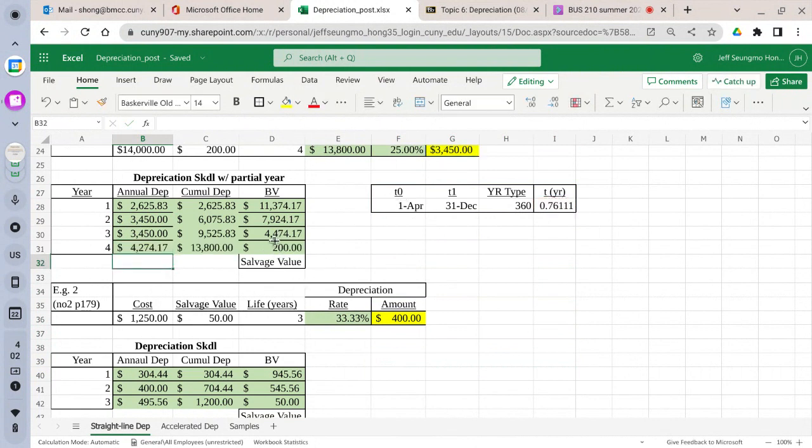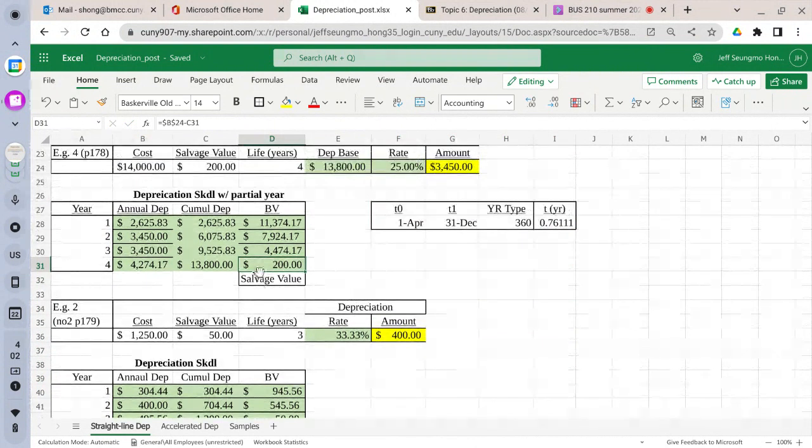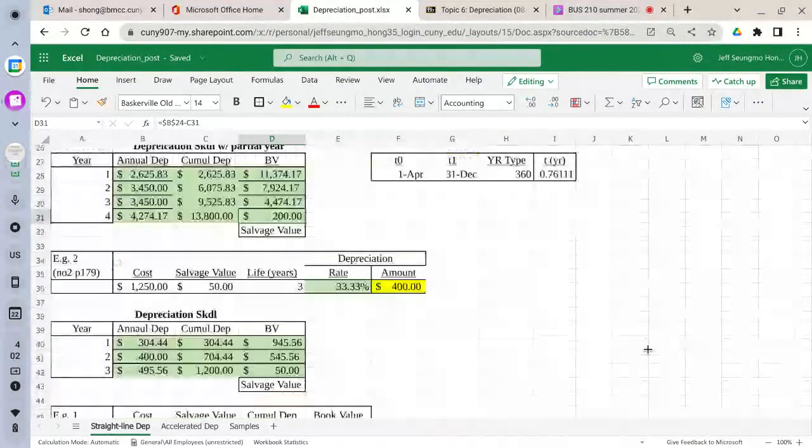There you go. And how do you know if you did it right? As long as you see the same final year book value at the end. If the book value at the end is exactly the salvage value, then you got it right.